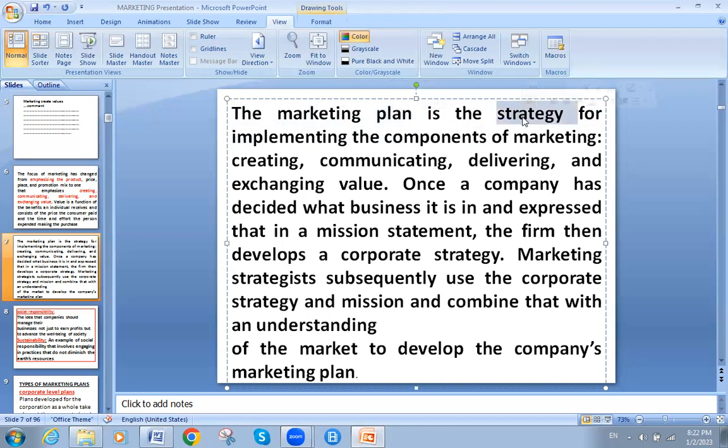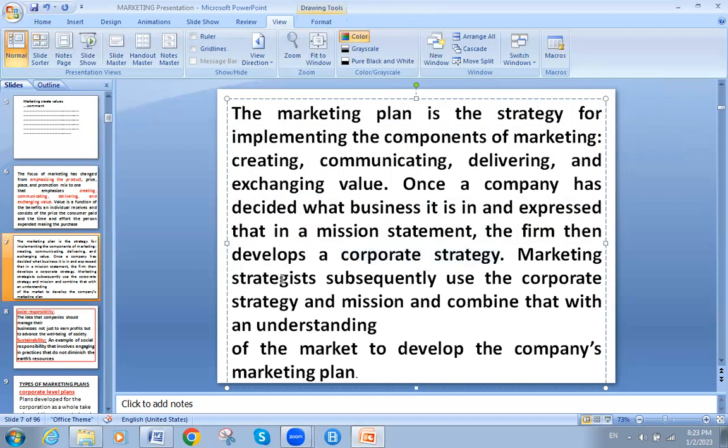Strategic means of vital importance, very important for implementing the components of marketing: creating, communicating, delivering, and exchanging values. Once a company has decided what business it is in and expressed that in a mission statement, the firm then develops a corporate strategy. Okay, so we will not be able to do our plans without strategy. Strategy is the way to achieve your plan. The word strategy means how to achieve your plans.